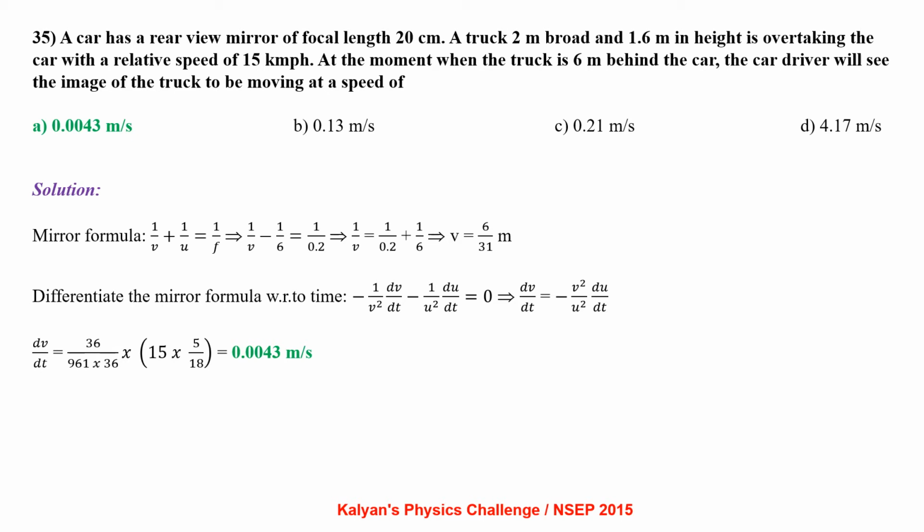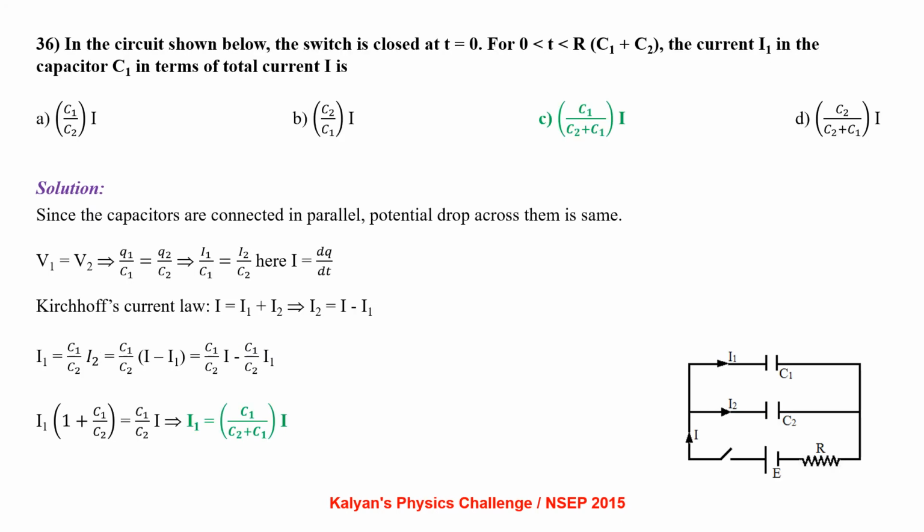Differentiating the mirror formula with respect to time, minus 1 by V square dV by dt minus 1 by U square dU by dt equal to 0, dV by dt equal to minus V square by U square dU by dt. So dV by dt equal to 36 by 961 into 36 into 15 into 5 by 18, which is 0.0043 meter per second.